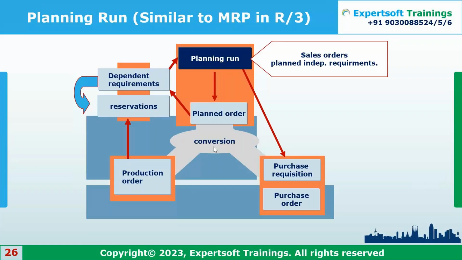This is the classic explanation of the planning run, how the planning is happening. For example, when we run planning, it will create a planned order. That planned order we can convert to a production order. If we have an external procurement type, then it will create a purchase requisition, and that purchase requisition can be converted to a purchase order. If we have a production order in place, then it will create reservations. And if we have a multi-level BOM structure, then it will create dependent requirements for the child part. We can see in the planning how the system behaves for different BOM levels.